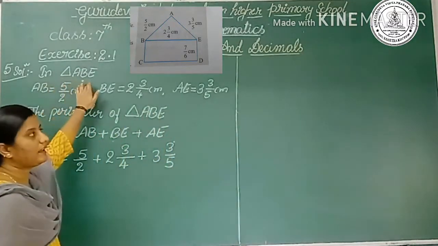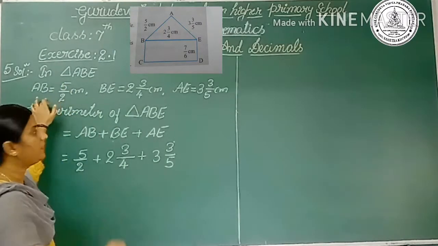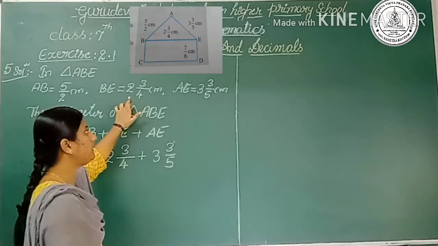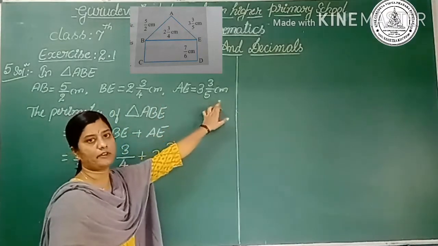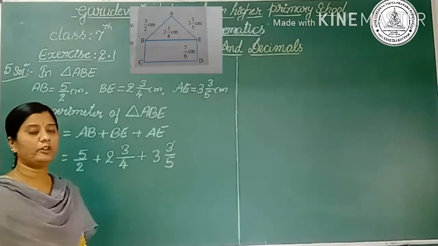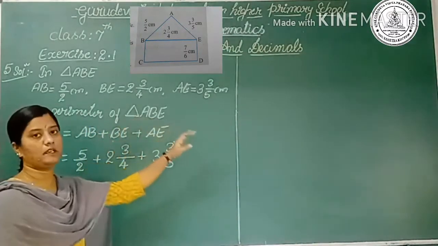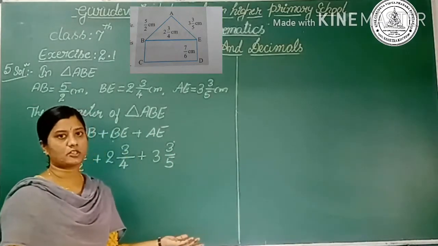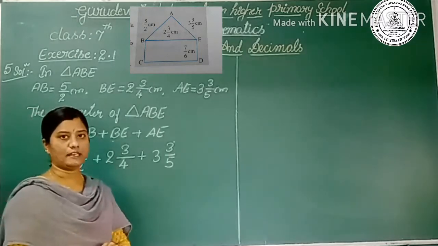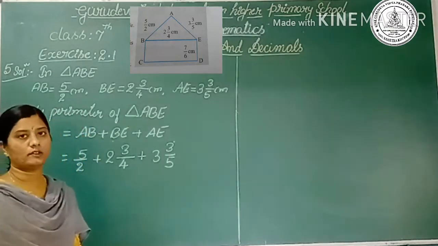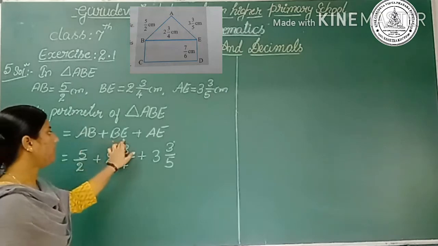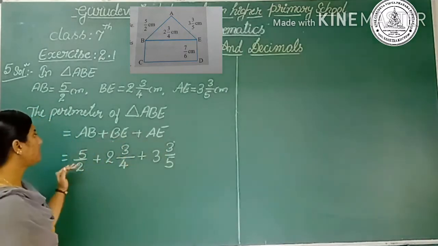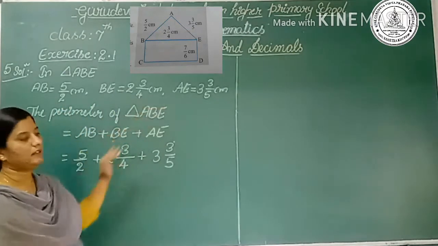So for the perimeter of the triangle, they have given the lengths: AB is 5/2 centimeter, BE is equal to 2 whole 3/4 centimeter, AE is equal to 3 whole 3/5 centimeter. And we know what the perimeter of the triangle ABE is. The triangle ABE is a scalene triangle, meaning all the sides are unequal, right? So we have to add all the sides. AB plus BE plus AE is the perimeter of triangle ABE. So let's substitute the values of AB, BE and AE here.